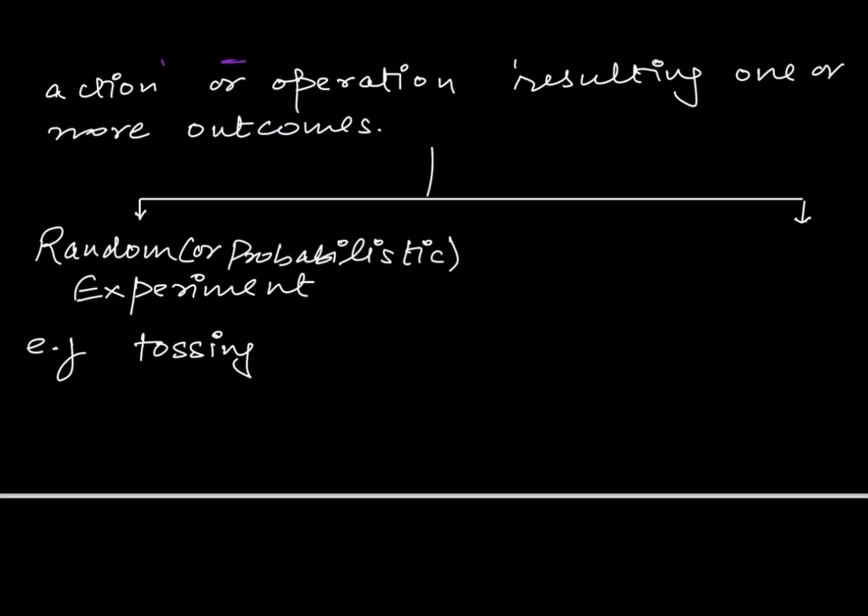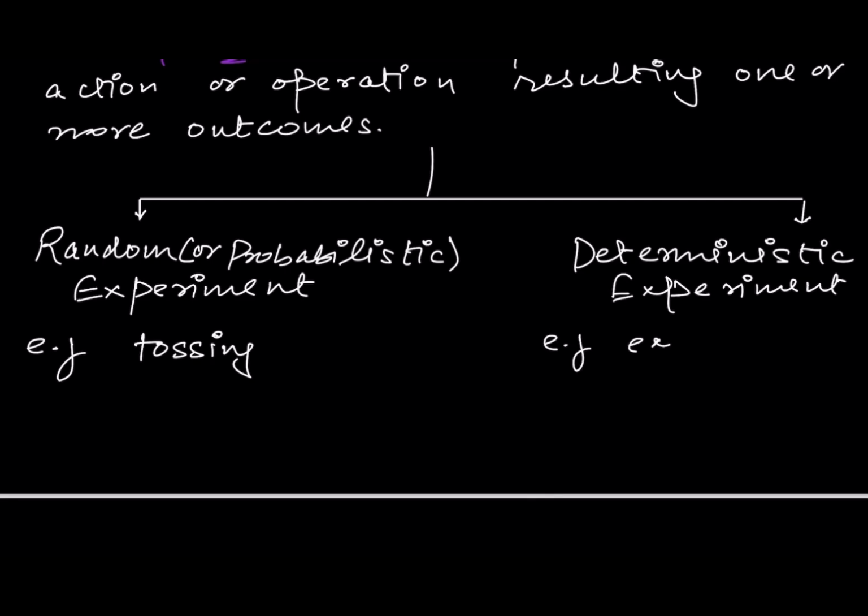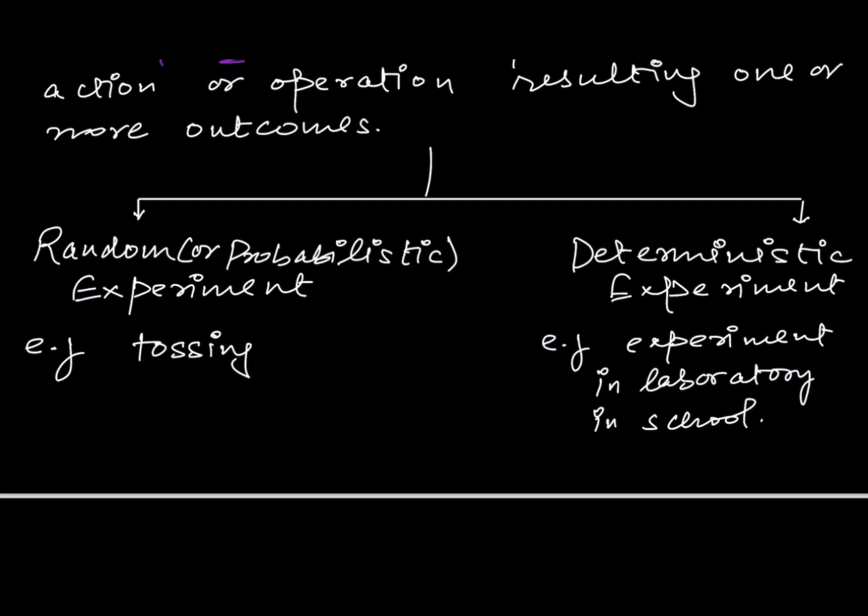In probabilistic experiment or in random experiment, we do not know in advance what outcome is going to happen. But in deterministic experiment, we know already in advance what outcome is going to happen. For example, experiment in laboratory in school. Say if we add two molecules of hydrogen with one molecule of oxygen, then we will get surely water, right?